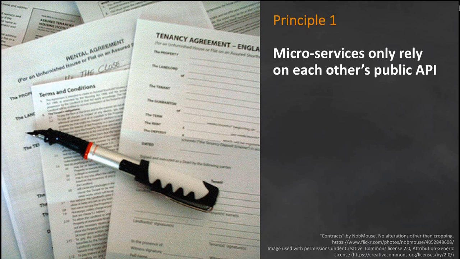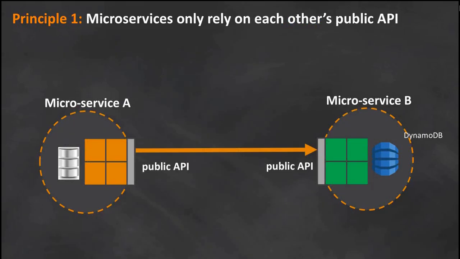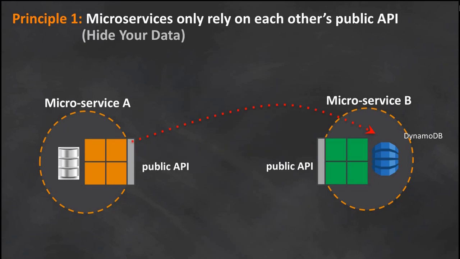So the first principle is microservices rely on each other's public APIs. And you might have gotten a gist of this as I was talking earlier. So let's say you have a service A and service B that need to talk to each other, and service A needs to access the data that is hosted on DynamoDB, our managed NoSQL solution. If it is trying to access that data directly, you would not allow that. So in other words, hide your data. If services need to interact with each other, the only way they access the data that you're hosting is through the public API.